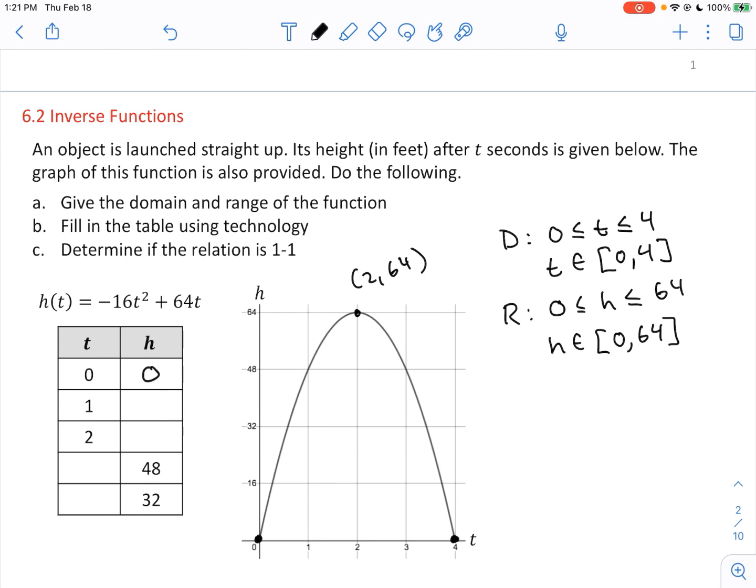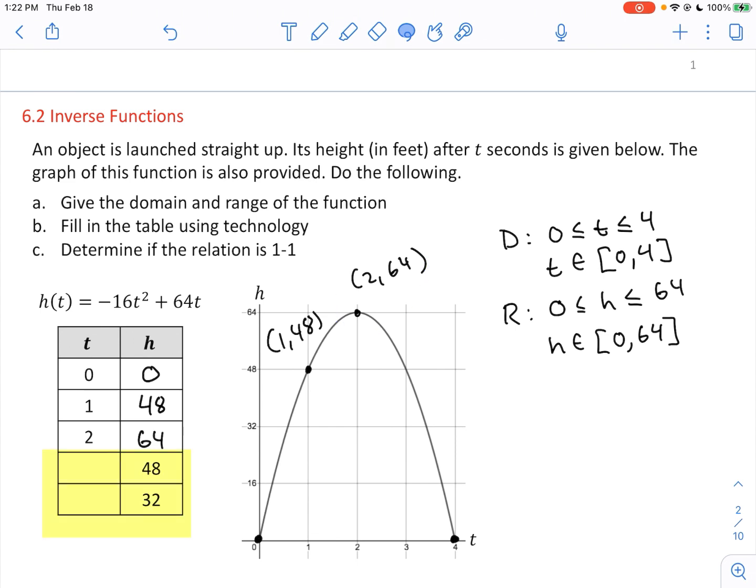So at time 0, the object is at height 0. At time 1, I think it's pretty clear from our data that this point here, (1, 48), appears to be the point. Easy to confirm: plug 1 in for the t's, and you should get 48 back for the height. 2 seconds after it was launched, it hits our peak height, 64 feet, this point right there.